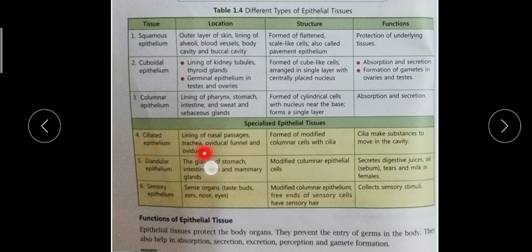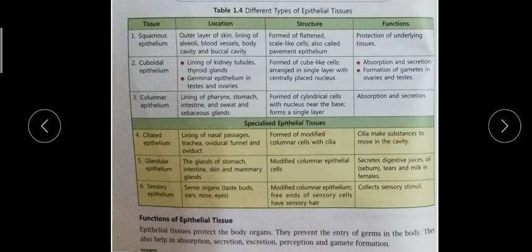Ciliated epithelium, they have the hairs, and they are present in the lining of the nasal passages. So the fine hair-like structure in our nasal passage is attached to this epithelial tissue. The cilia, which are the hair-like structures, move substances, and they act as a filter so that any dust particle will not be able to enter.